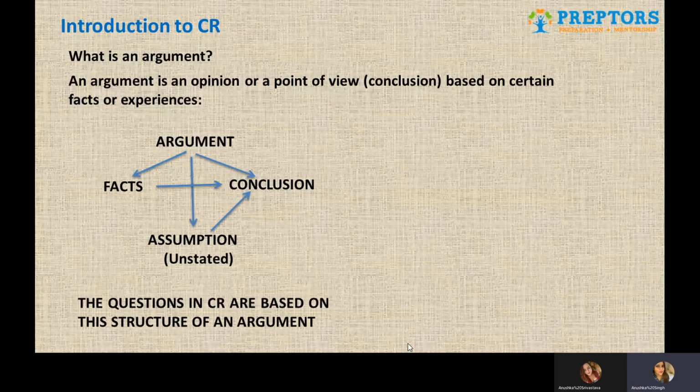Questions in critical reasoning are based on this structure of an argument. So this is the structure of an argument, and whenever you look at questions with respect to critical reasoning, they are based on this structure.